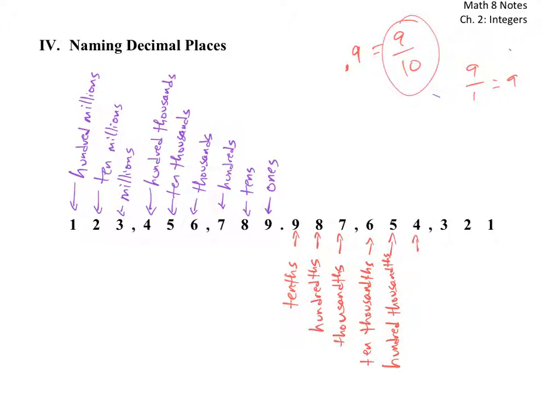And now I'm down to my 4. I don't know if you're ahead of me or behind me, but the 4, after 100 thousandths, we have millionths. Yep, put "-ths" at the end. Then you have 10 millionths. Okay, focus, my friends. After 10 millionths, we have 100 millionths. And after 100 millionths, you'd have billionths. So billion with a "-ths". Are we okay on that?